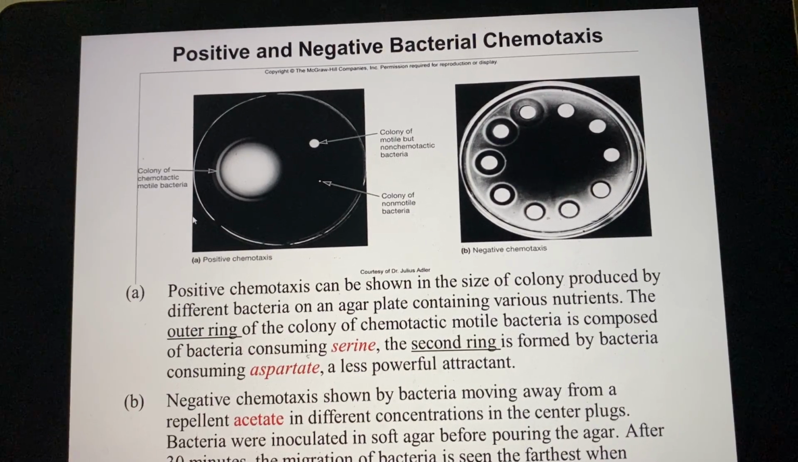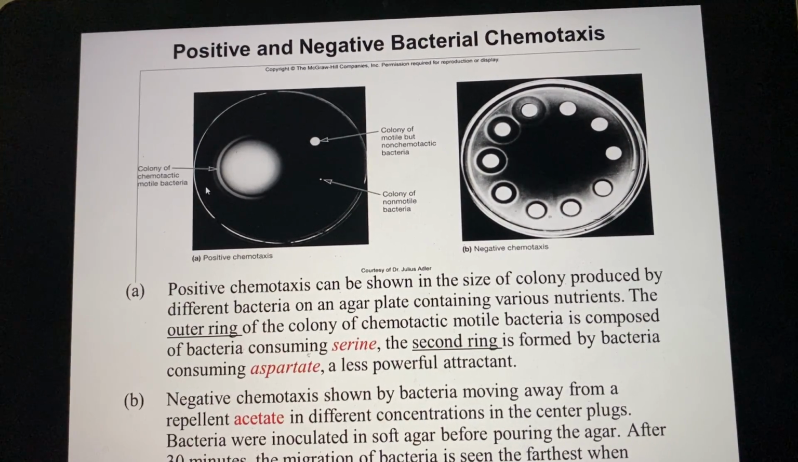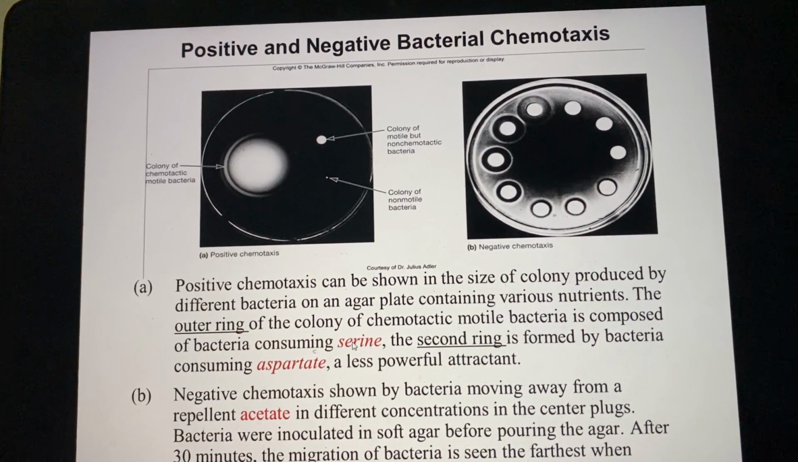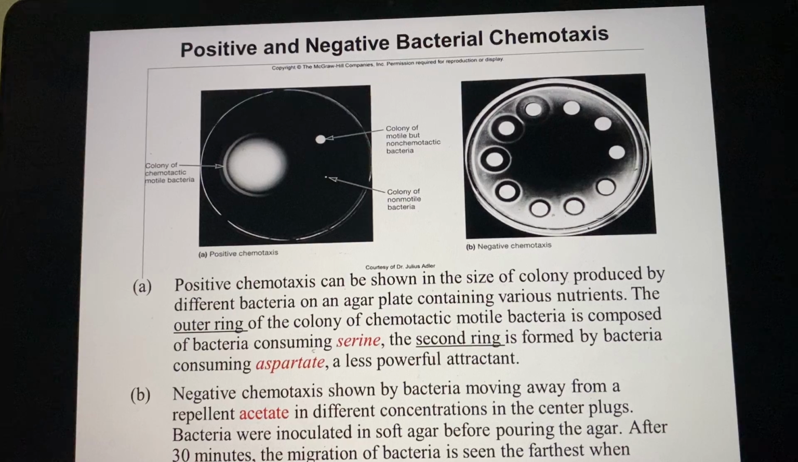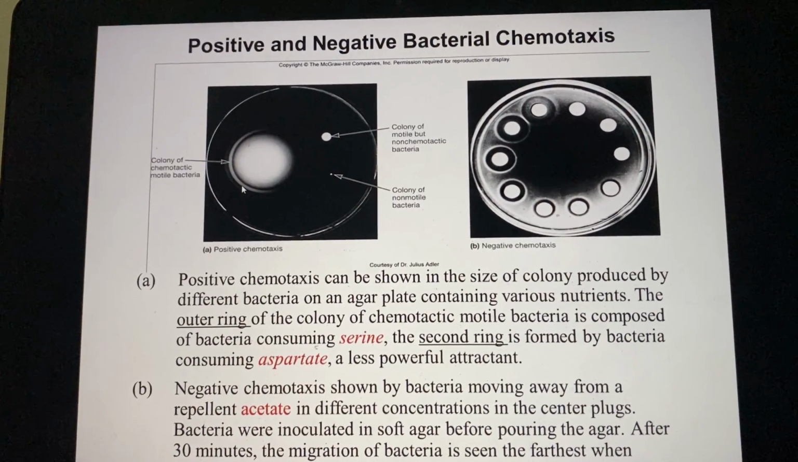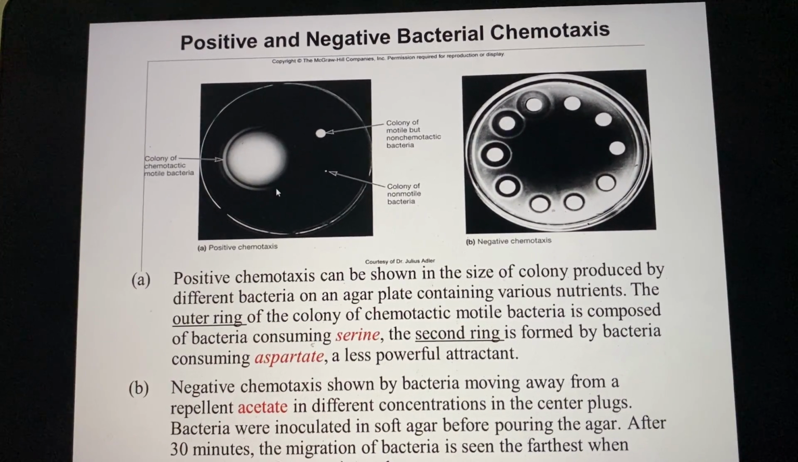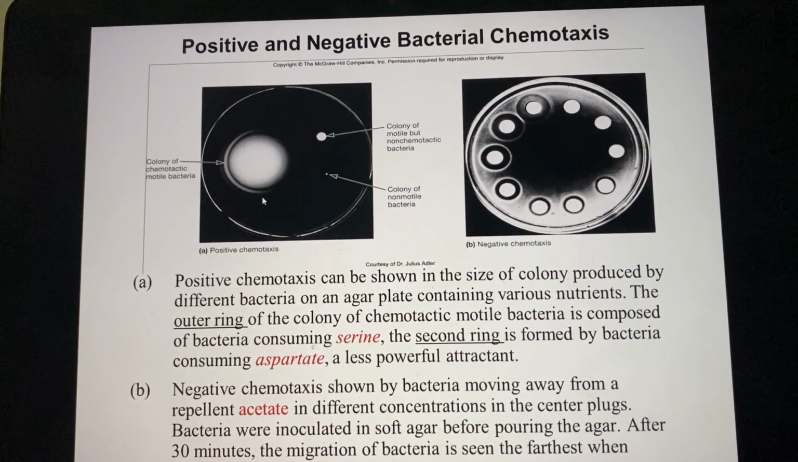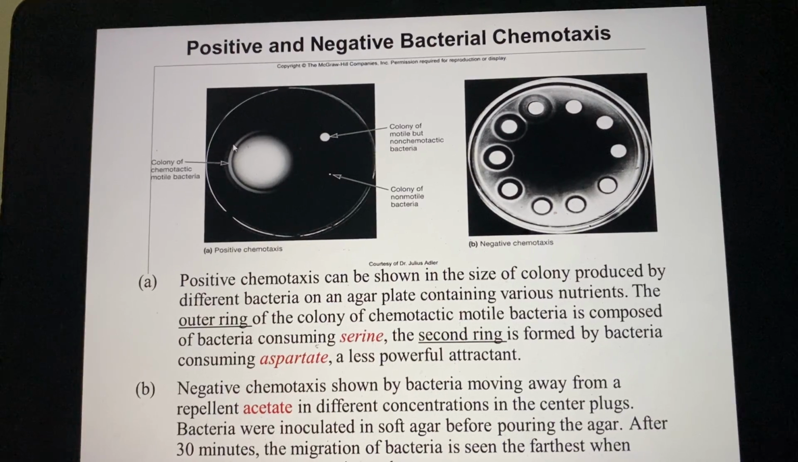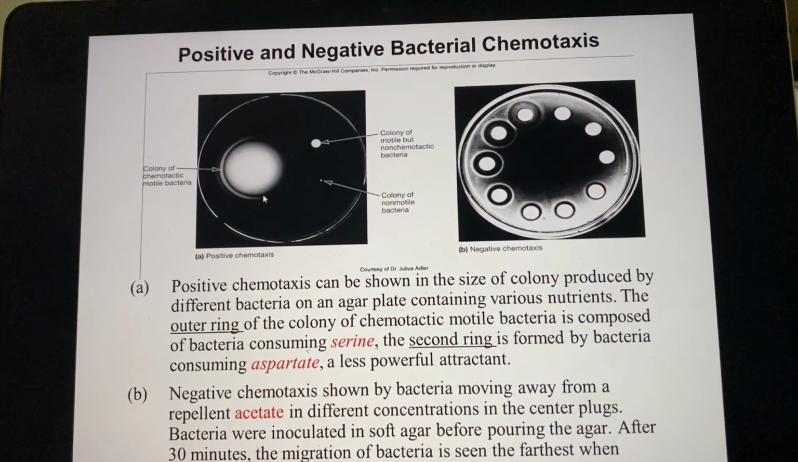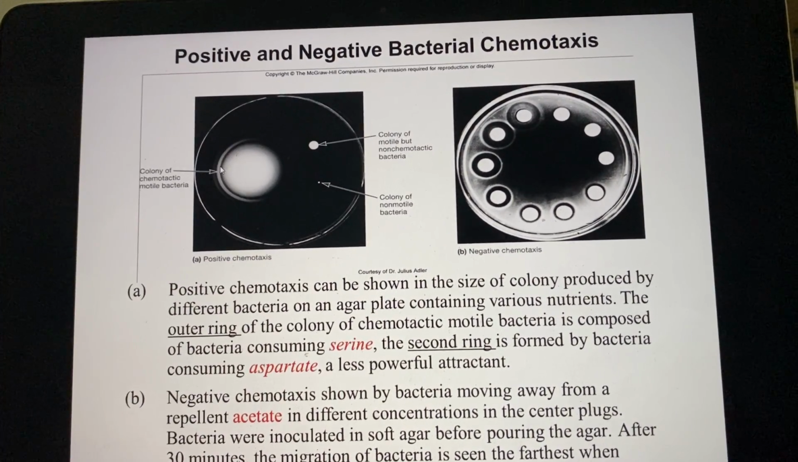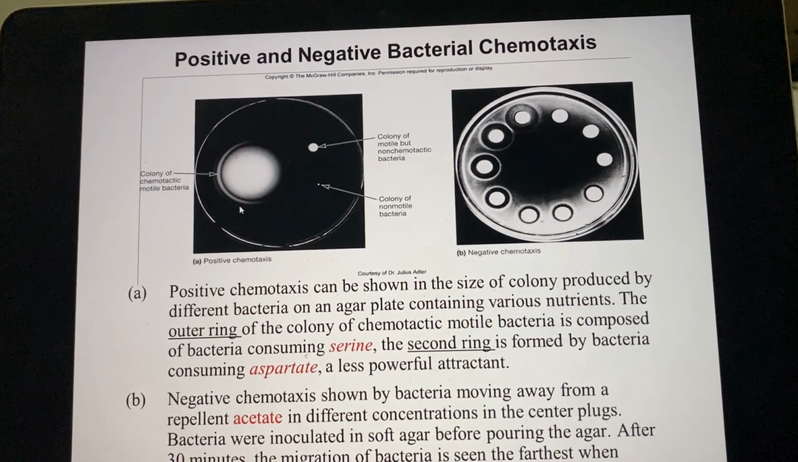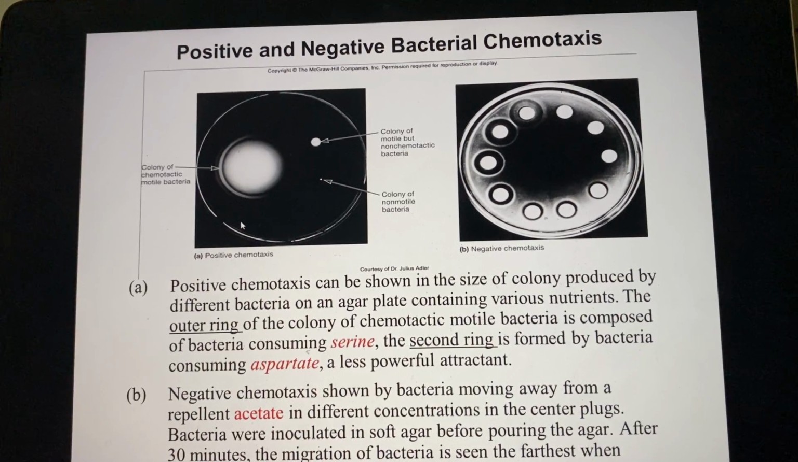Now, in this case, there are two signals in the medium. One is serine, which this bacterium can consume, and there is also aspartate in the medium, which the bacteria cannot use as much, and it's not as powerful an attractant. So you will see a ring of bacteria moving when they consume serine, and then there is a ring of bacteria for the less powerful attractant, which is the aspartate.